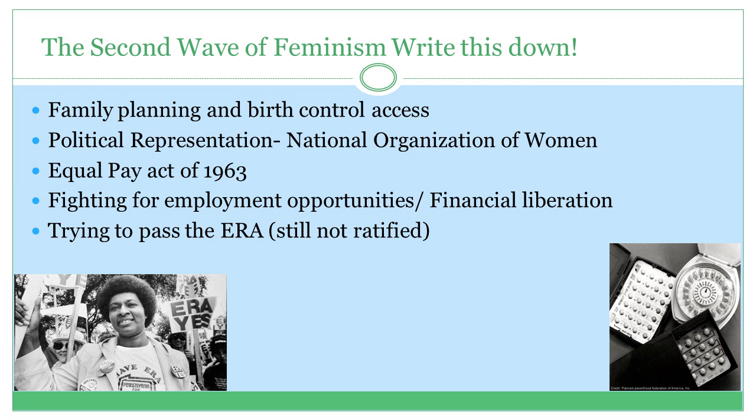All right, second wave of feminism. This really focused in the 1960s. It came about on the heels of the civil rights movement. Basically, women wanted to have control over their bodies and being able to have a planned family, not anything accidental. They wanted birth control access. They wanted more political representation.